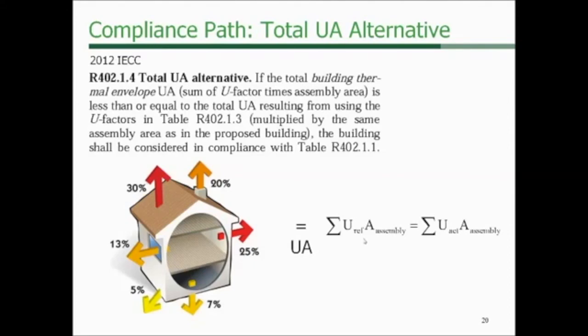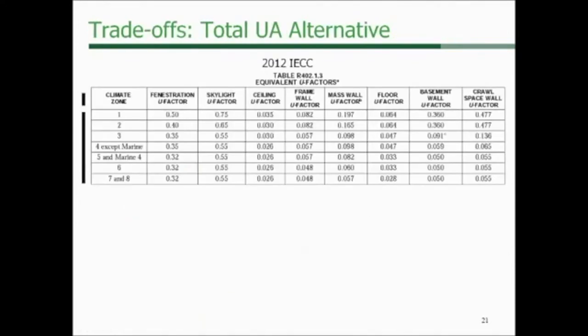So this is in equation form for those engineers like myself among us. So U reference, basically meaning the reference from the U factor table, times the area of the assembly, which is your proposed house, equals the U actual, your proposed U value, times the assembly area. And since the assembly areas are going to be equal, you're just basically trading off one U for another U. So we'll do an example here in a little bit.